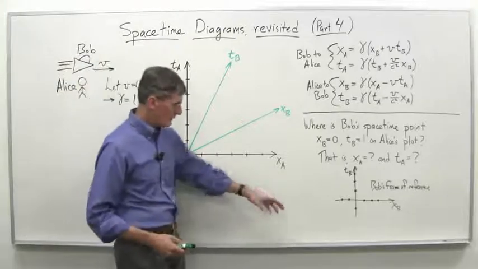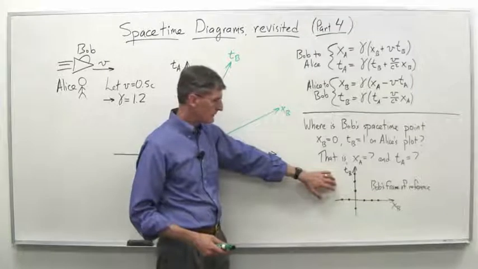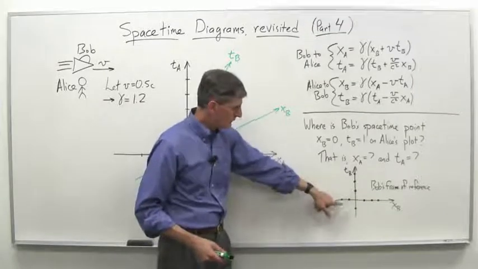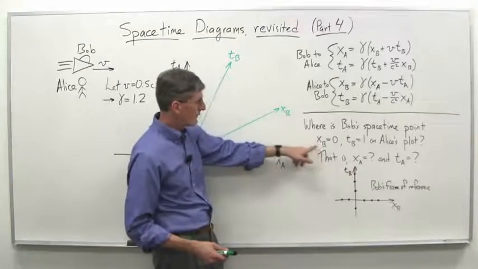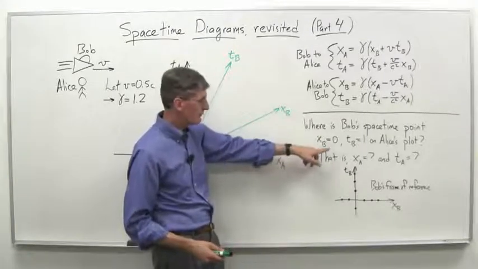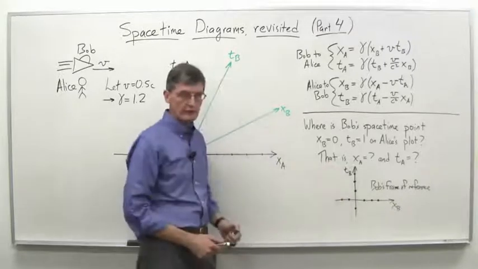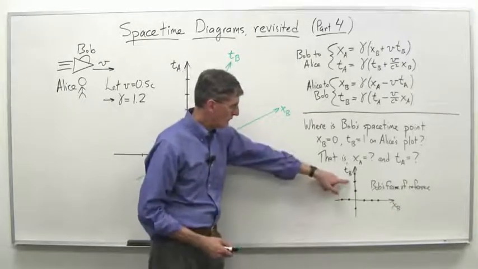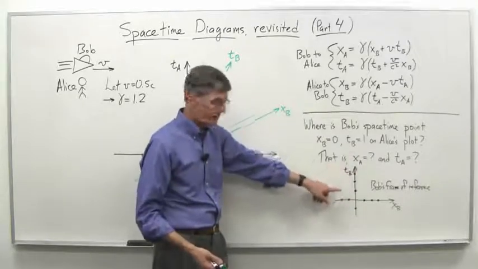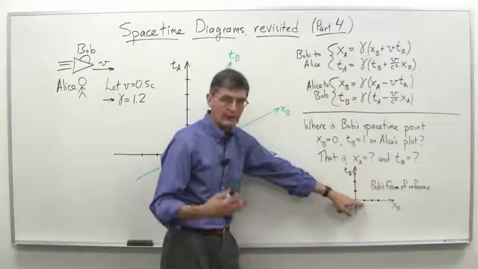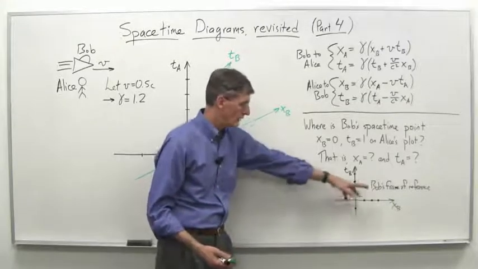We need to say, okay, here's Bob's frame of reference in standard form, and here are the points on his axes. For example, the point x_B equals 0, t_B equals 1 is this point right here, just on his t_B axis. And this would be the point x_B equals 0, t_B equals 2, and so on. And the other points, this would be the point x_B equals 1, t_B equals 0, and so on and so forth.